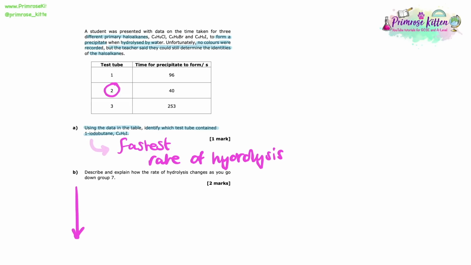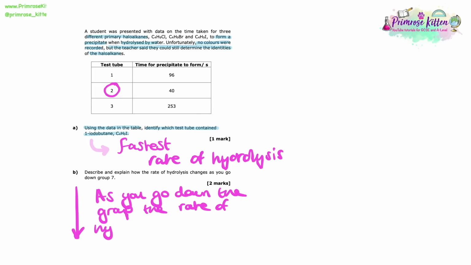So now we're asked to describe and explain how the rate of hydrolysis changes as you go down group 7. And we already had to hit on this to answer A. We should know that as we go down the group, the rate of hydrolysis increases. So now we've described how the rate of hydrolysis changes, now we need to explain why that is the case.